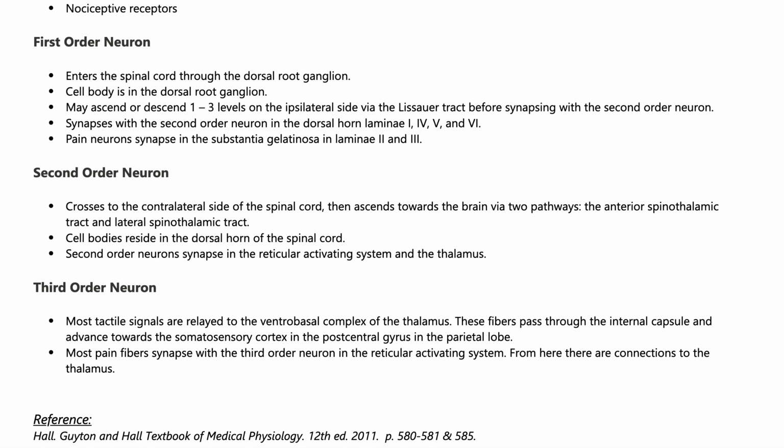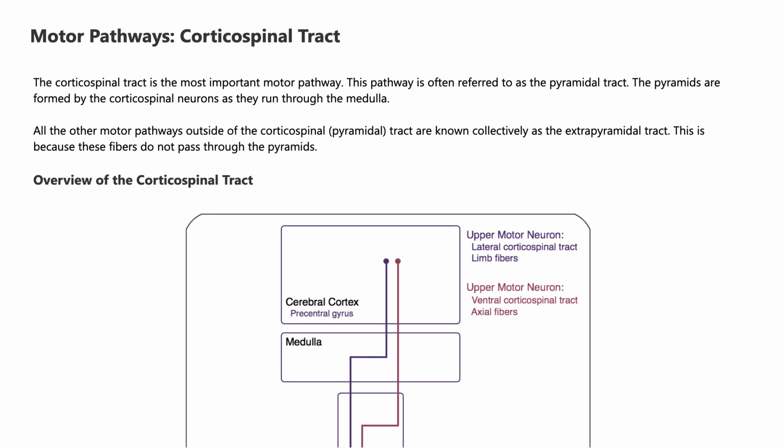Regarding third-order neurons, most tactile signals are relayed to the ventrobasal complex of the thalamus. These fibers pass through the internal capsule and advance towards the somatosensory cortex in the postcentral gyrus and the parietal lobe. Most pain fibers synapse with third-order neurons in the reticular activating system, and from here, there are connections to the thalamus.